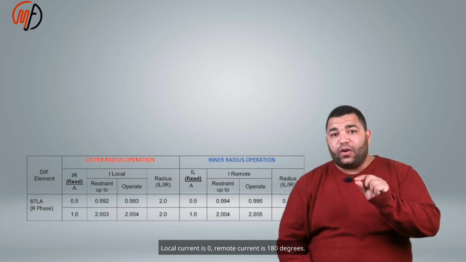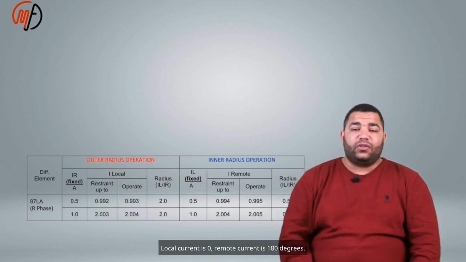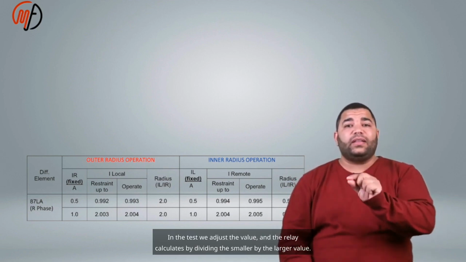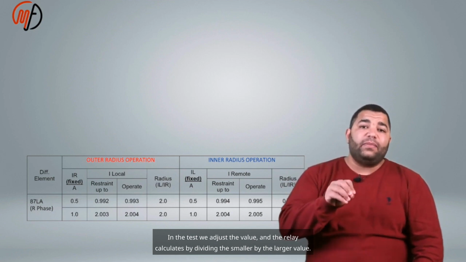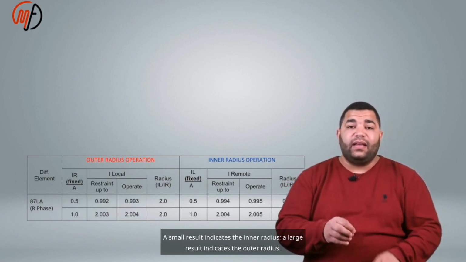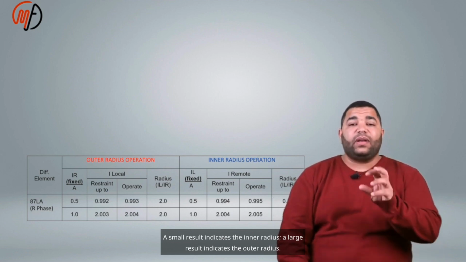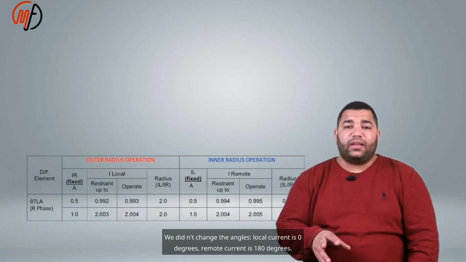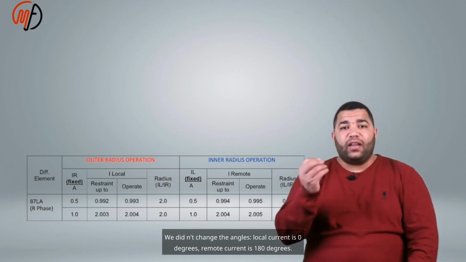Local current is 0, remote current is 180 degrees. In the test, again, we adjust the value, and the relay calculates by dividing the smaller by the larger value. A small result indicates the inner radius. A large result indicates the outer radius. We didn't change the angles. Local current is 0 degrees, remote current is 180 degrees.